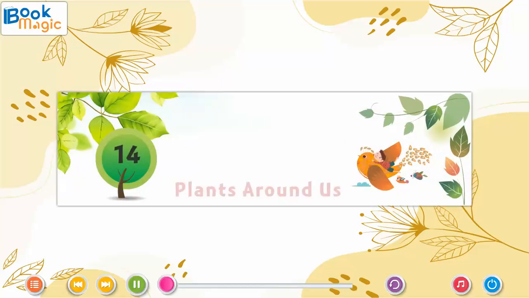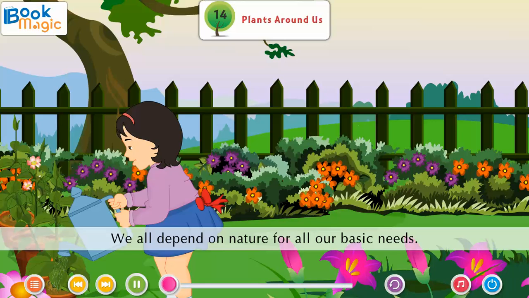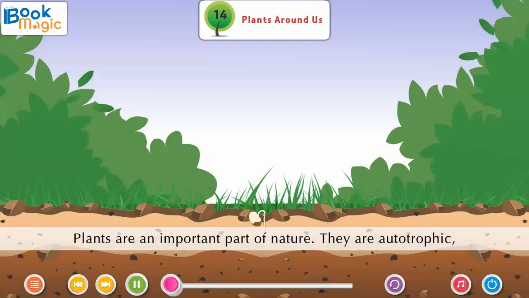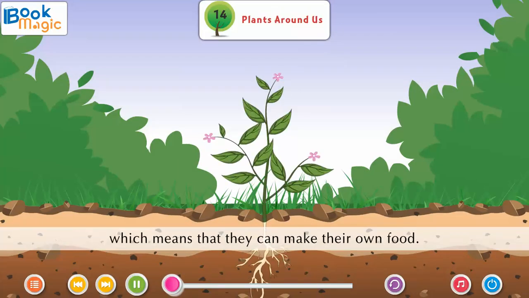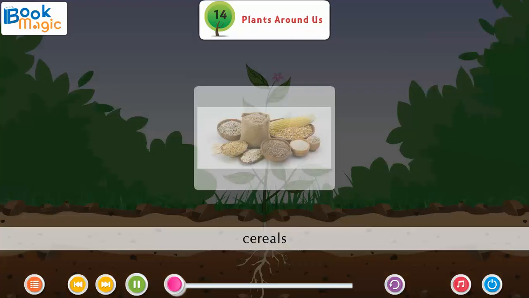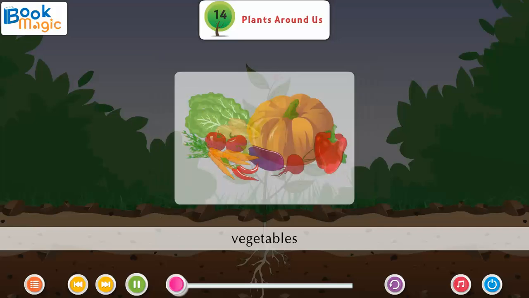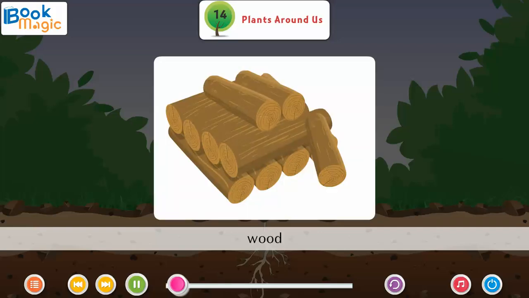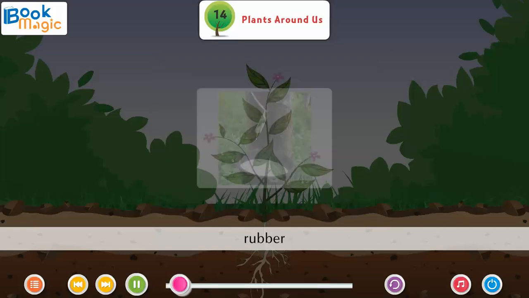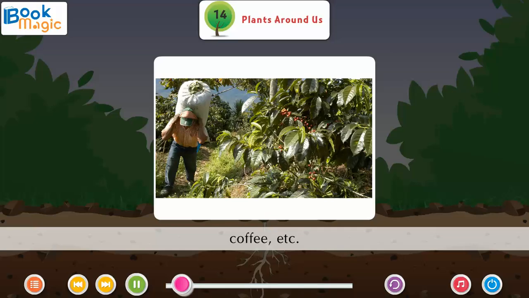Chapter 14. Plants around us. We all depend on nature for all our basic needs. Plants are an important part of nature. They are autotrophic, which means that they can make their own food. We obtain many things from plants, such as cereals, pulses, vegetables, fruits, wood, fiber, rubber, gum, tea, coffee, etc.